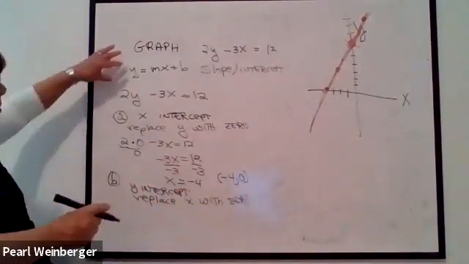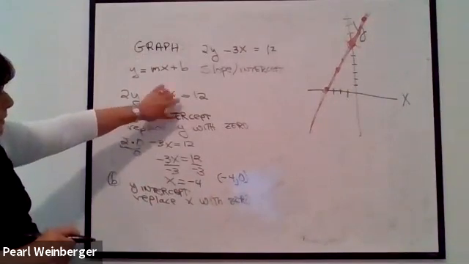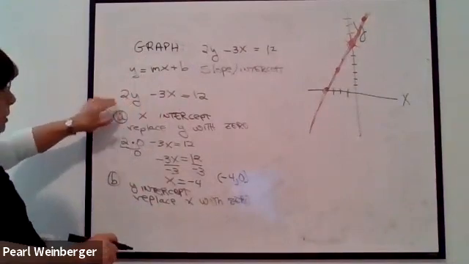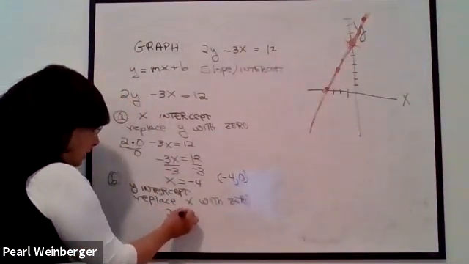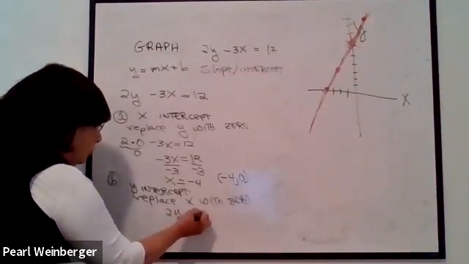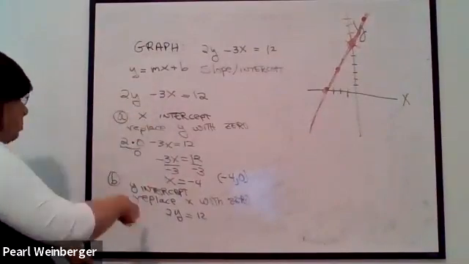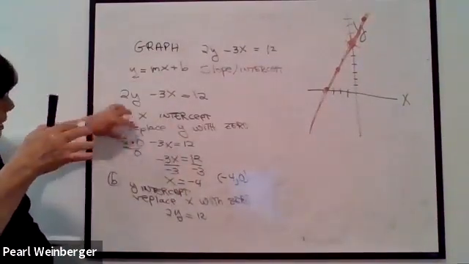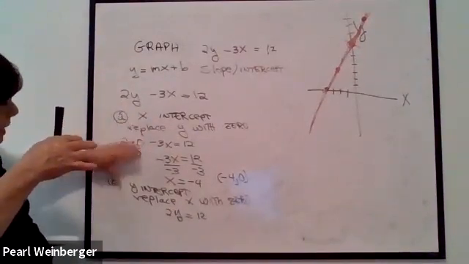And if you think about it, when you replace the x with 0, of course, any term that has an x in it is going to disappear. So you'll get simply 2y equals 12. Notice this -3 times 0 was 0, and 2y minus 0 is just the 2y.